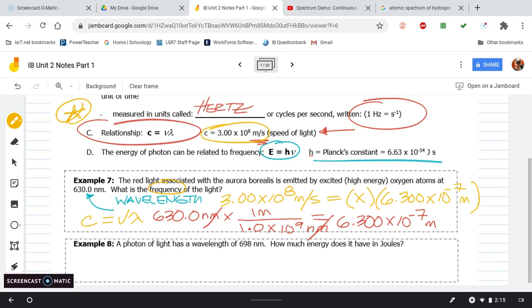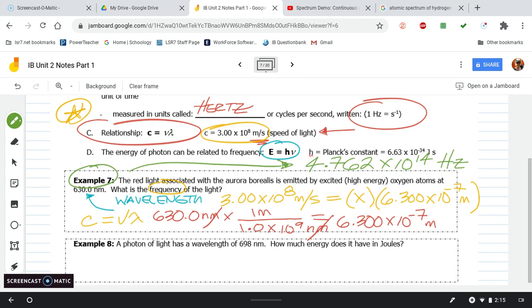And I don't know where I'm going to put that. I'm going to slide it up here, I think. So the answer is, and you should do this on your own calculator, don't take my word for it, 4.762 times 10 to the 14th. And that's hertz because we're looking for frequency, and that's cycles per second. Okay, so there's the answer to number 7 right there. And all those formulas are provided. You don't have to usually memorize those.